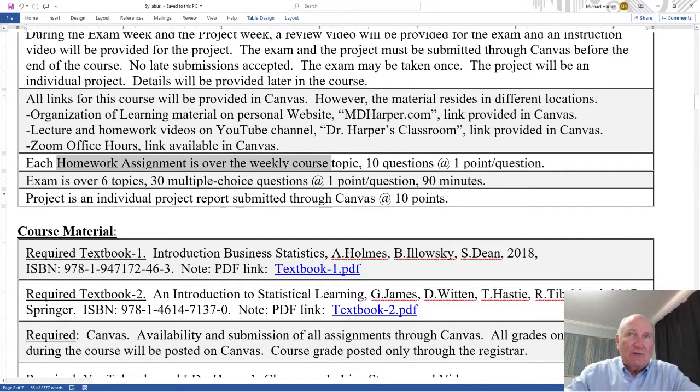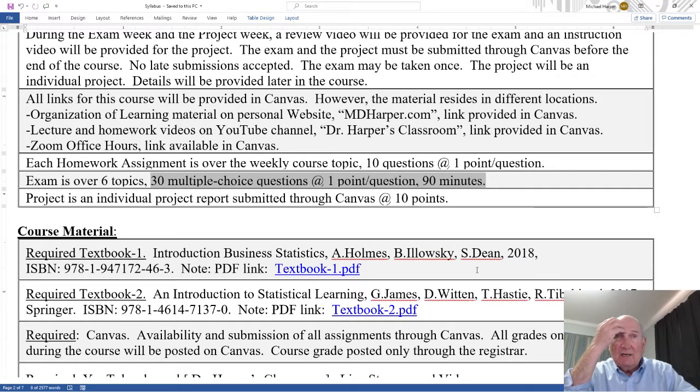Each homework assignment is over a weekly topic, 10 questions, 1 point per question. Exam is over 6 topics, 30 multiple choice questions, 1 point per question, 90 minutes. The project is an individual project report through Canvas, 10 points. And notice 30 multiple choice questions over 90 minutes, on the average 3 minutes per question. That's more than enough time if you're ready. Again, people are done in probably 15, 20 minutes if you're all prepared.